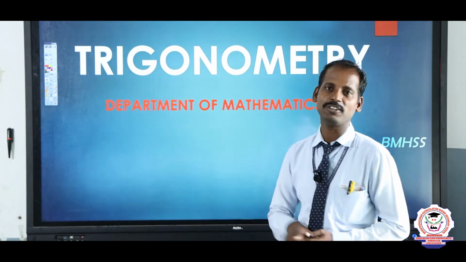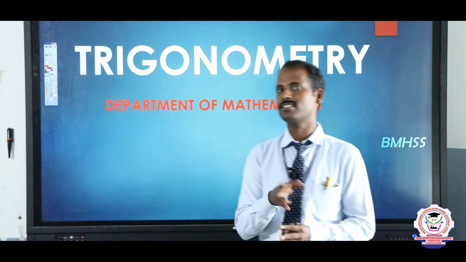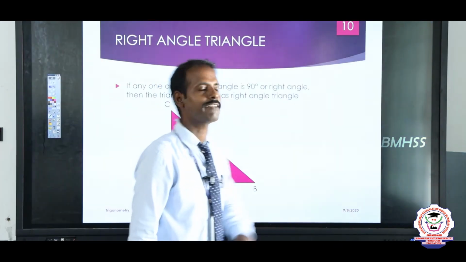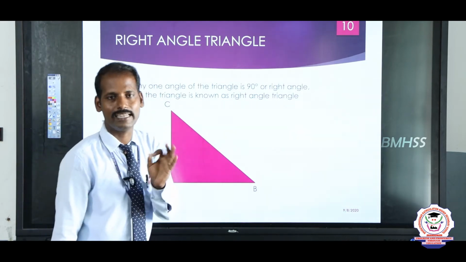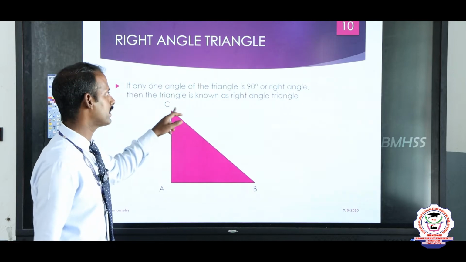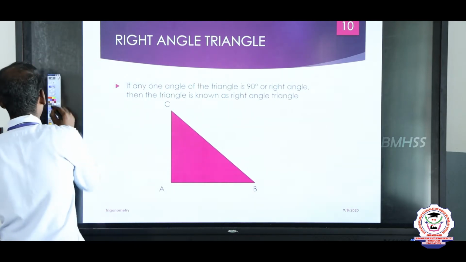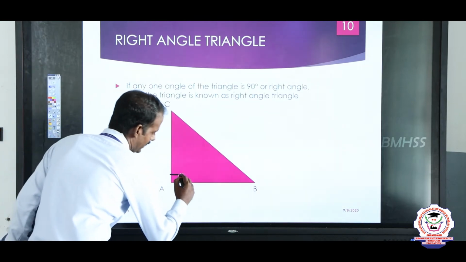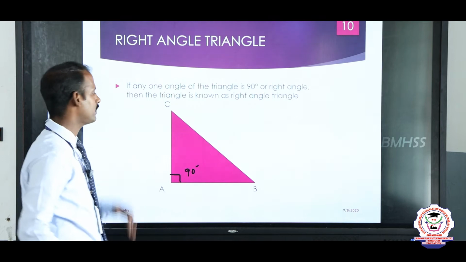Now I am going to teach trigonometry for 9th standard and 10th standard mathematics. Right angle triangles. I already explained that if any one of the angles of the triangle is exactly 90 degrees, or a right angle, then the triangle is known as a right angle triangle.